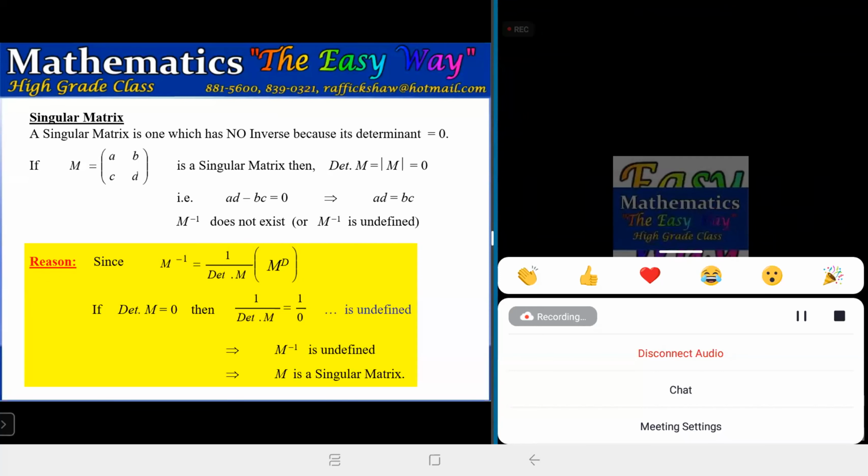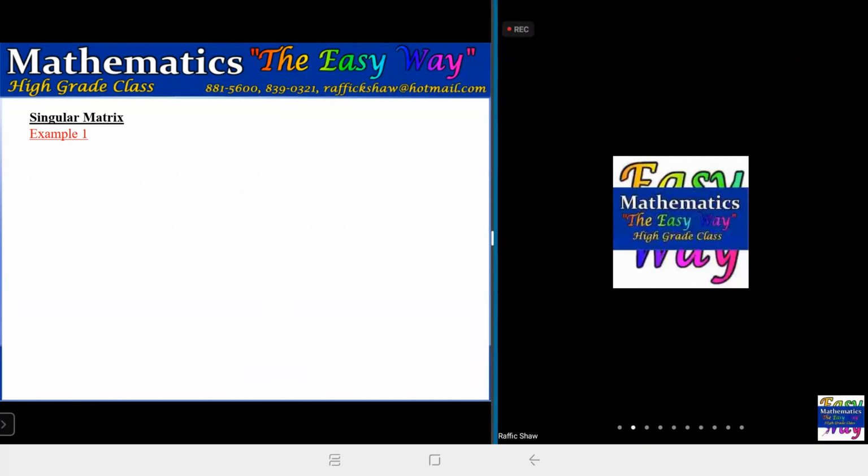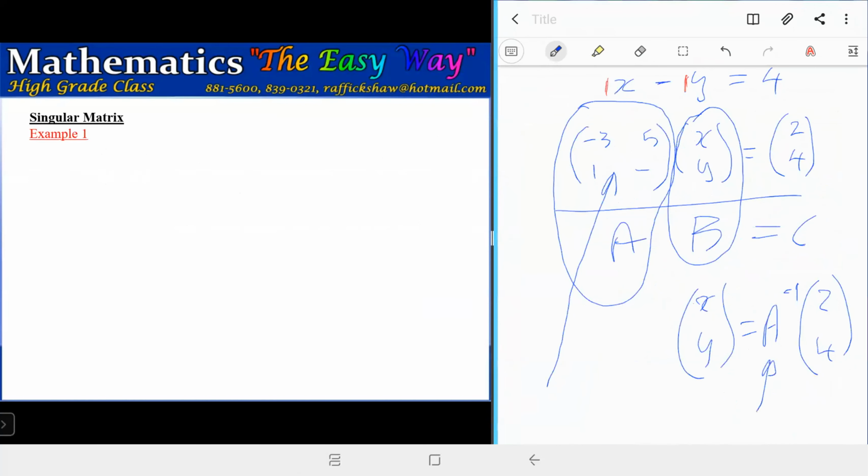All right, students, sorry about that. All right, so what we can do now is a couple of examples. So let's do a couple of examples now, the examples on the slide right here.